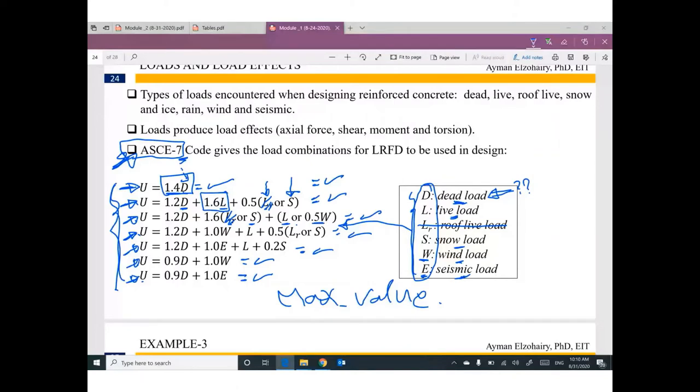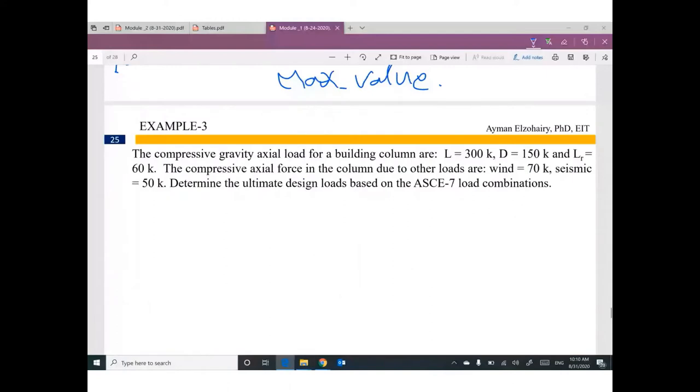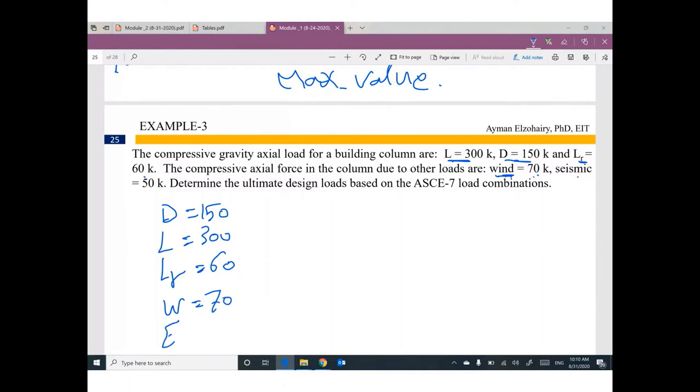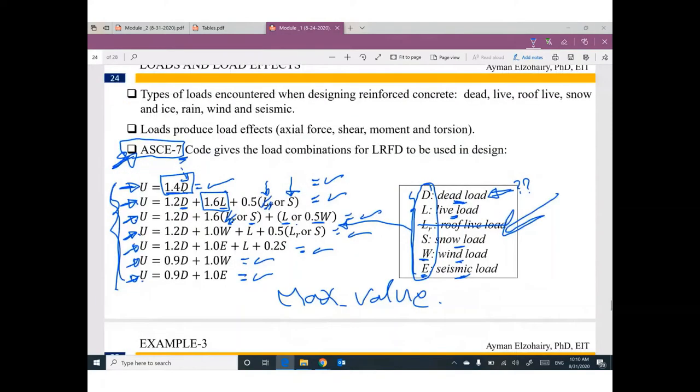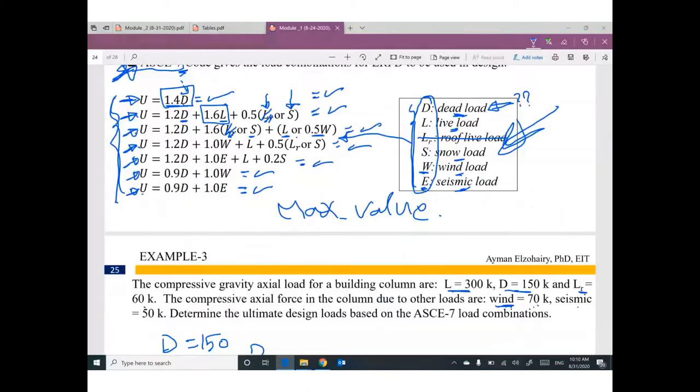We have another philosophy of design. Here is an example, given L live load, D dead load, LR roof live load. What else? Wind W, seismic, which means E. So D equals 150, L equals 300, LR equals 60, wind W equals 70, seismic, which is earthquake, equals 50. These labels are the same as those. Go ahead and put in your numbers. That's it. And finally, which one will I use? The maximum one. This combination or this combination or this one, the maximum value.